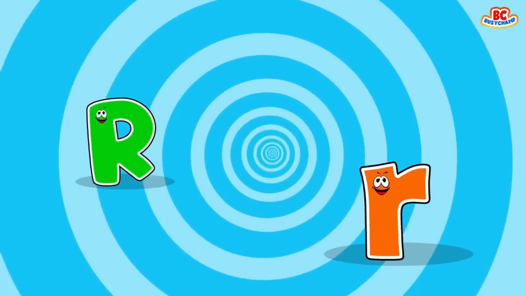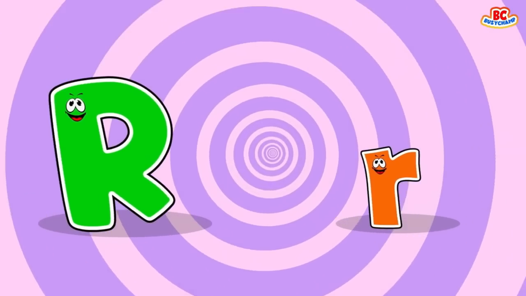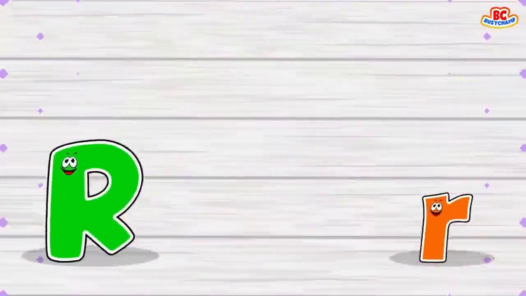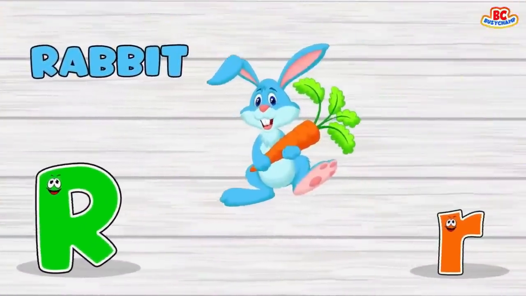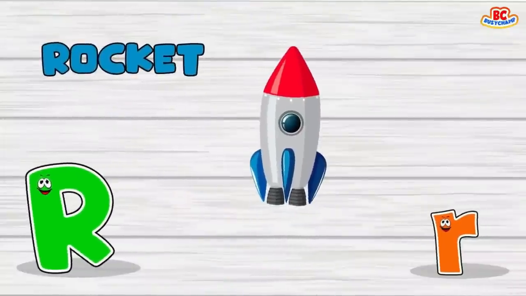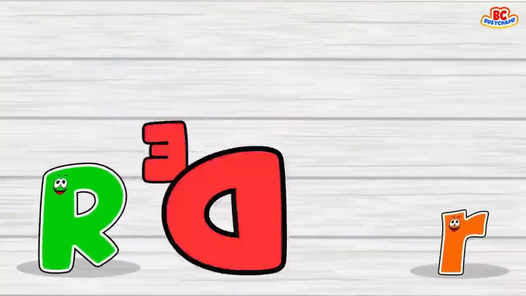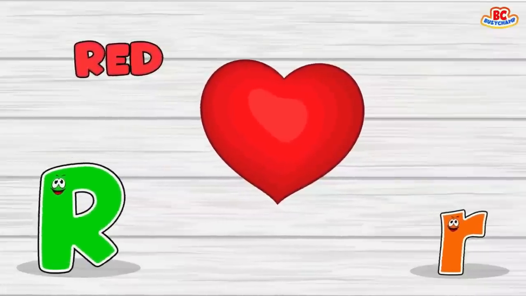R sounds r, r, r, r. R is a rabbit, r, r, rabbit. R is a rocket, r, r, rocket. R is a red, r, r, red.